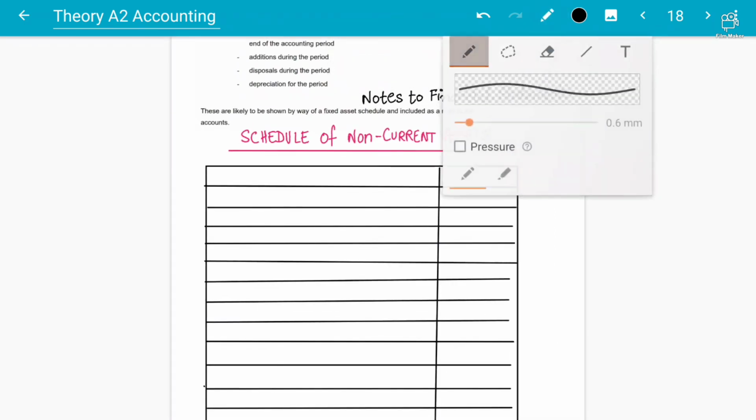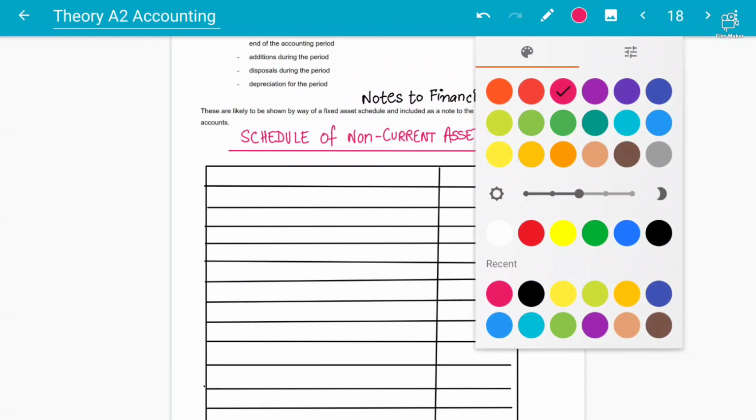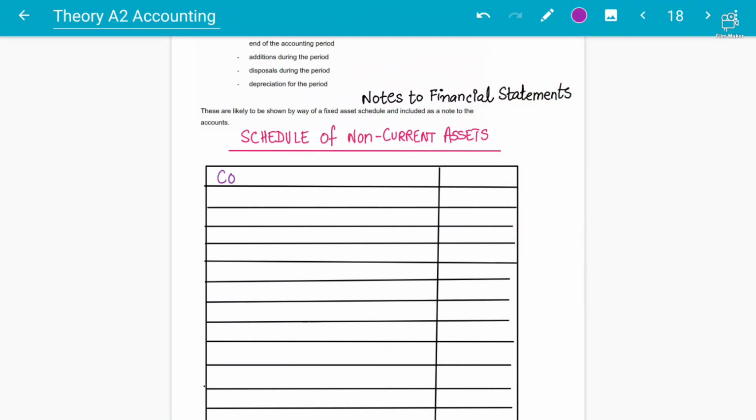Okay, so we have the cost part there. We always start with the cost. It's going to be the cost of any particular asset. Let's say that I'm taking equipment, but you can have anything there. So I'll be doing all the cost of the equipment.